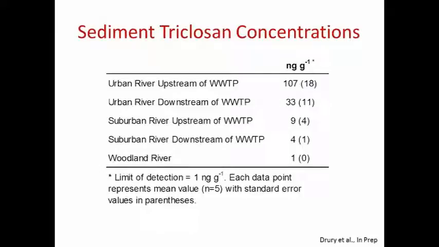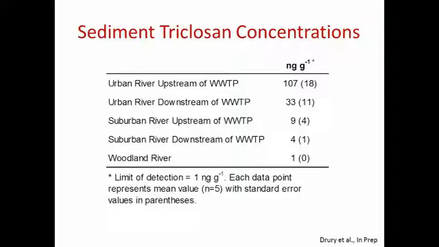So now on to the data. The most important part of the data, I think, is the sediment triclosan concentrations. So this is what we saw. Our urban river upstream: 107 nanograms per gram in the sediment. This is really, really high. This is one of the highest levels I've seen in the literature. Not surprising. It's an incredibly urbanized area in the north part of Chicago, with huge population density and significant wastewater inputs. So extremely high concentration at the urban site.